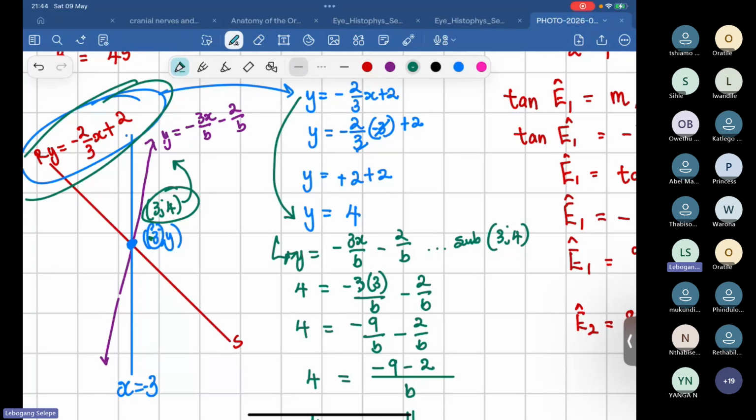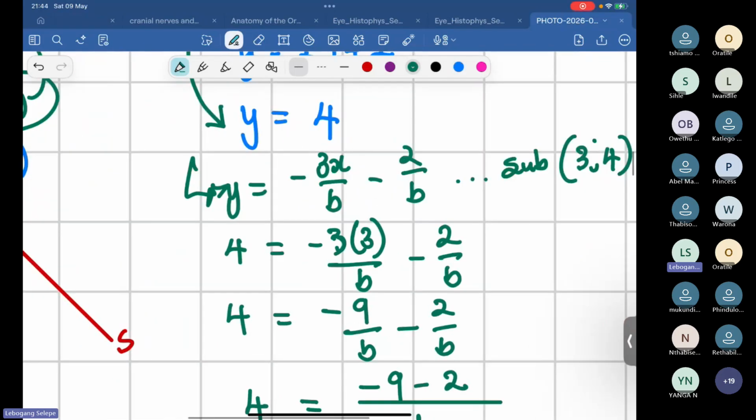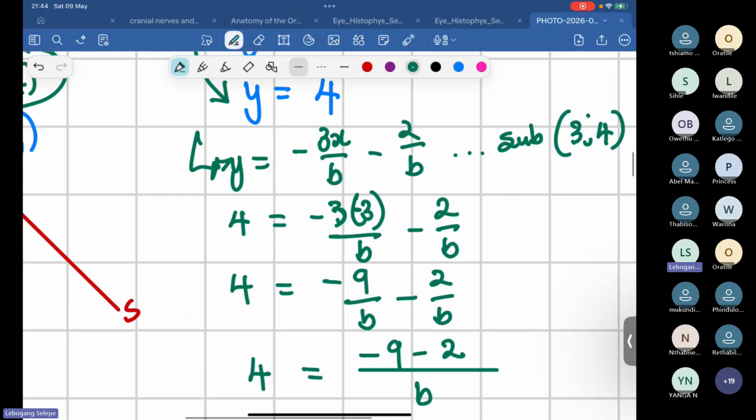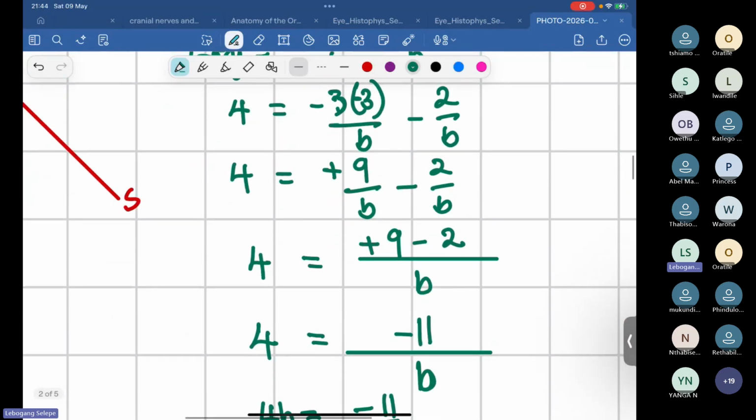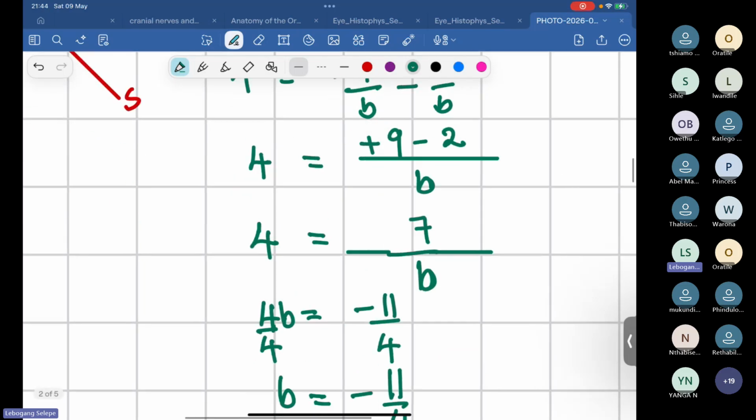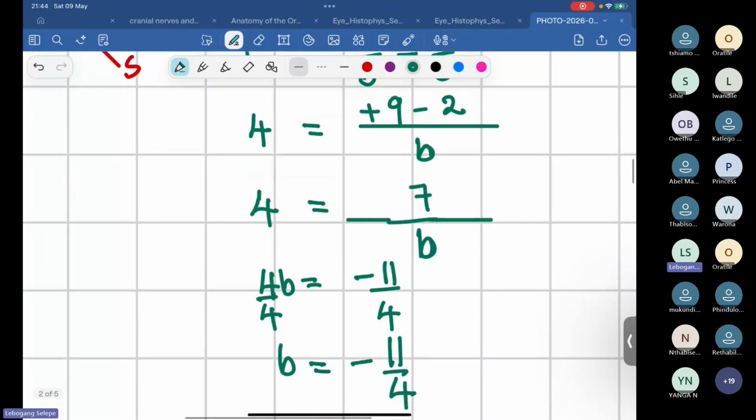So if you substitute that 4 is equal to y, and then you substitute x as negative 3, oh, again, I substituted a 3. So it's a negative 3, so this is a positive 9, and this is a positive 9 minus 2. Oh my goodness, why am I bad with signs? Right, so this is going to be 7. Cross multiply, this is going to be 7.